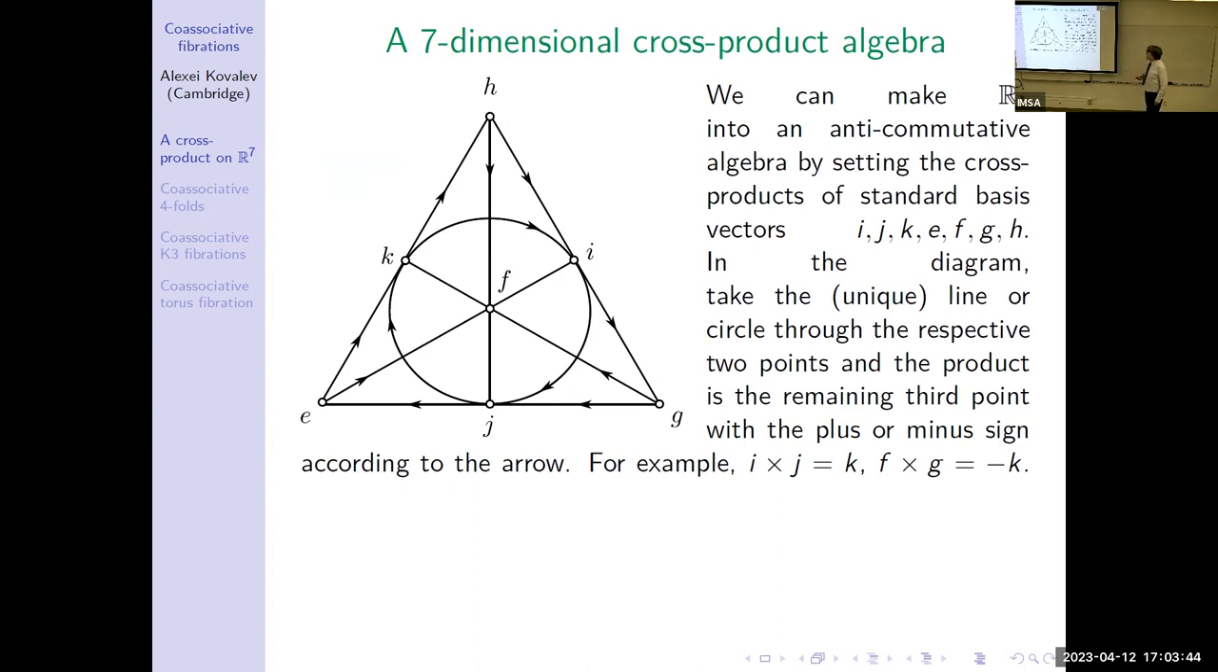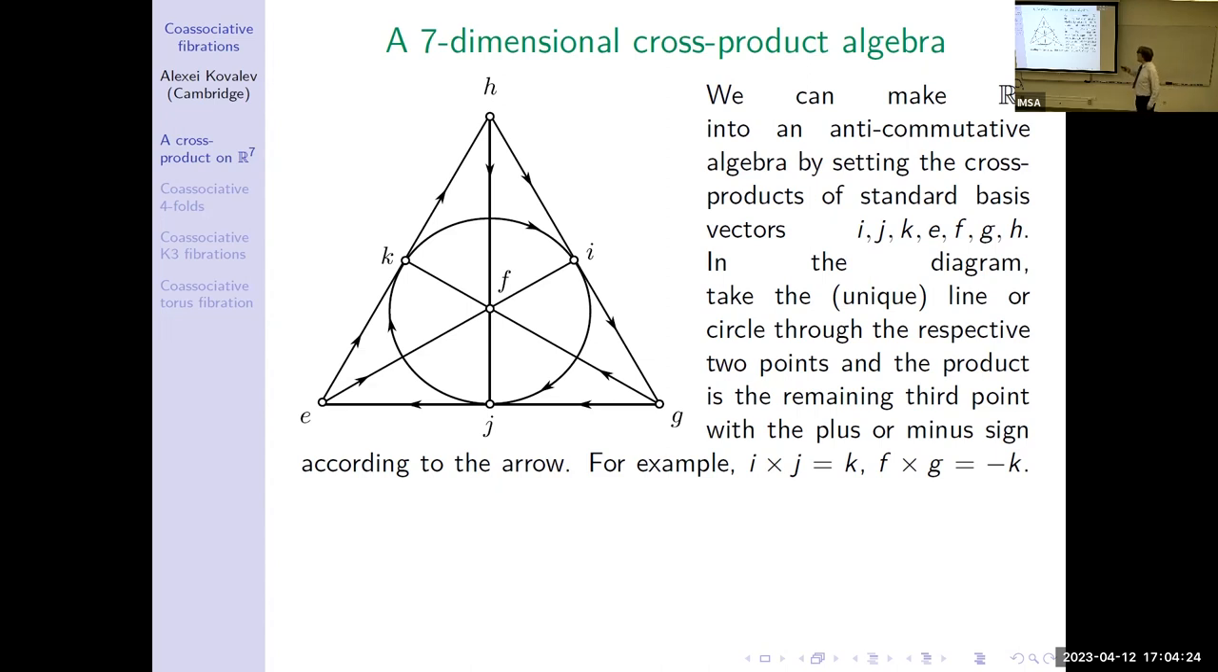So the way this multiplication table works is, if you look at this diagram, you'll see that for any two points there will be a line or a circle through them. And also, there are precisely three points on any circle or line. So the way we do the multiplication, we take two basis vectors, we take the unique line which contains them, and we know the direction, since all these lines have arrows. If we go with the arrow, then it's the third remaining point with a plus sign, and if we go in the opposite direction, then it's the third remaining point with a minus sign. Since it's a cross product, it's anti-commutative.